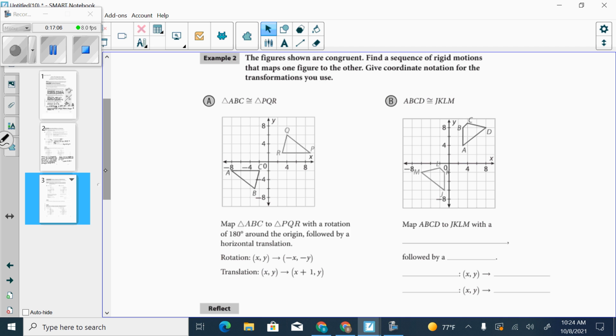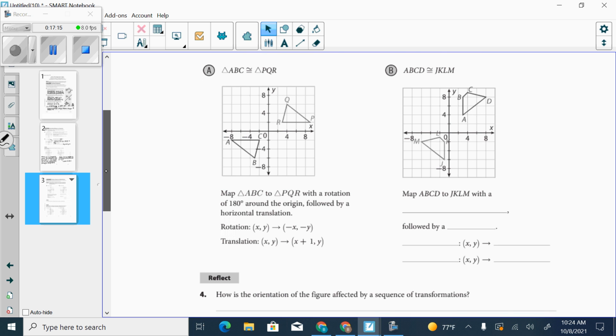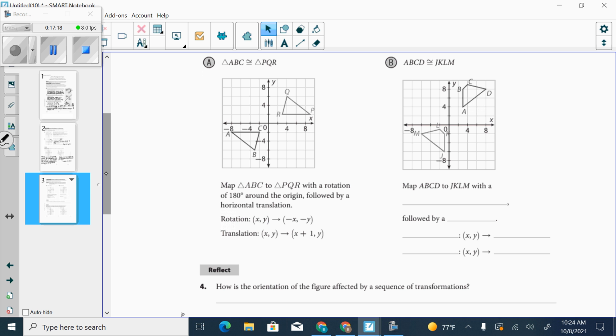So this time it's not just going to be one change that's happening. It's going to be a few in a row, kind of like the combination notes that we just finished. Okay. So it says that ABC and PQR are congruent. They want us to map ABC to PQR. So it says that on this one, it rotated 180 degrees, right? That would take it and put it here. All right, and then they did a horizontal translation, right? Because it wouldn't have quite been in that specific point. They just shifted it right 1 unit afterwards. Okay, so this is what we're going to be looking for.